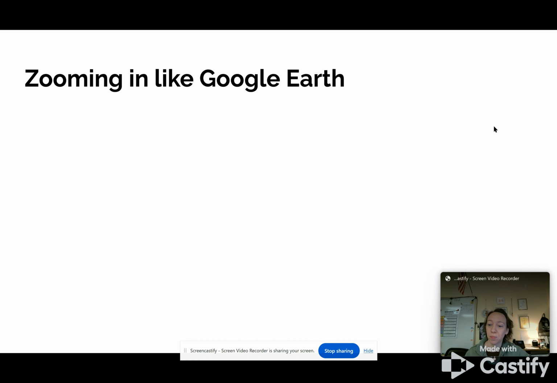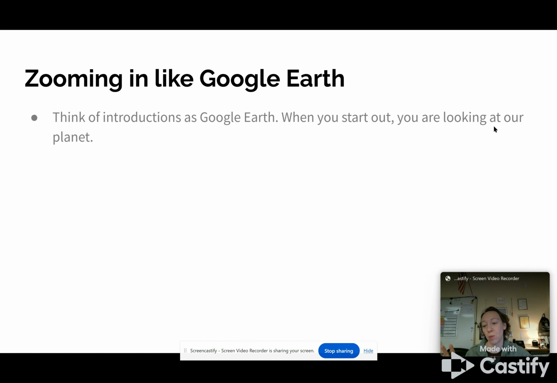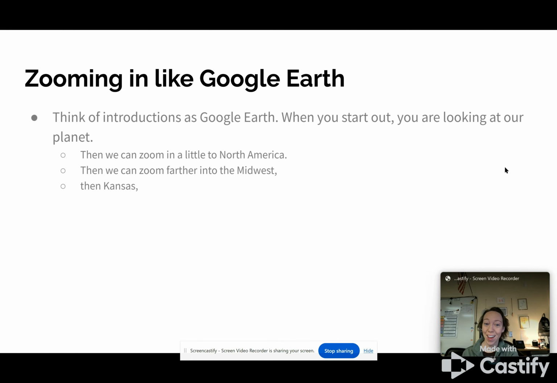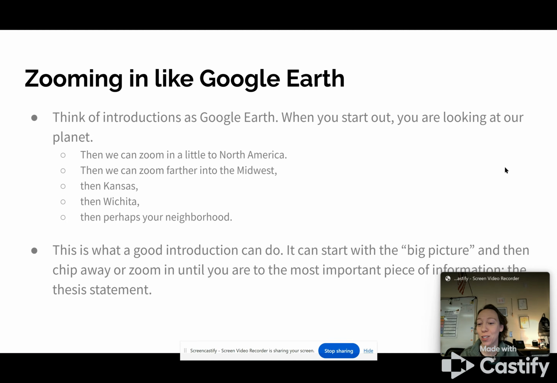We are going to zoom in. And I want you to think about what we always do when we open up Google Earth for the first time. We are looking at the globe, right, the planet, and then we zoom into North America. And then we zoom into the Midwest, and then to Kansas, and then to Wichita, and then perhaps your neighborhood and maybe even your house, right? So we start really big picture, and then we zoom to something very specific.